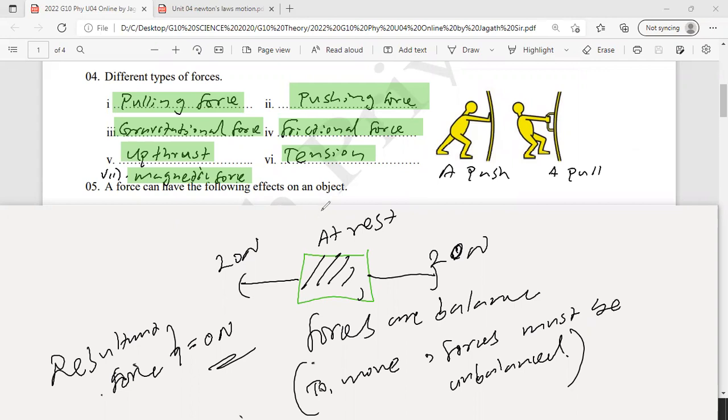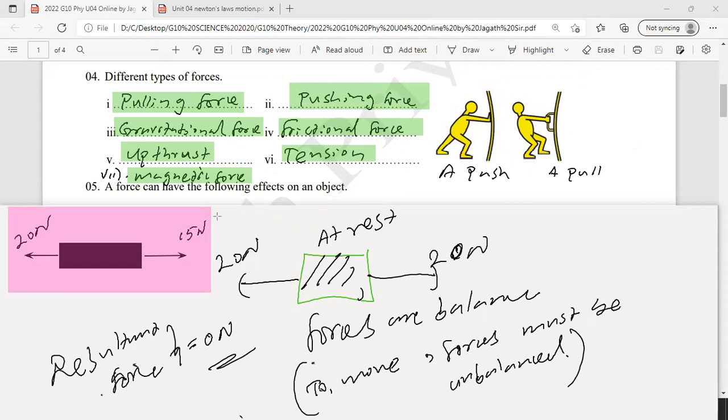Shall I write this diagram? Okay, how can I make this unbalanced? Imagine a situation like this. You apply 20 Newton on this side, pulling it towards the left side with 20, and then towards the right side you apply 15. Now forces are unbalanced. Now it will move. Here it will move. It's moving. Here it is at rest.